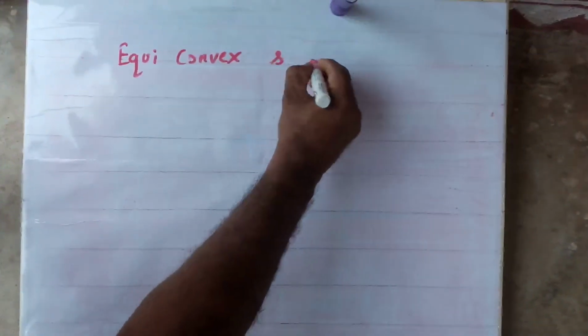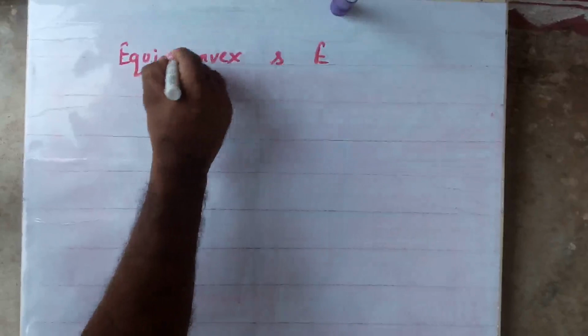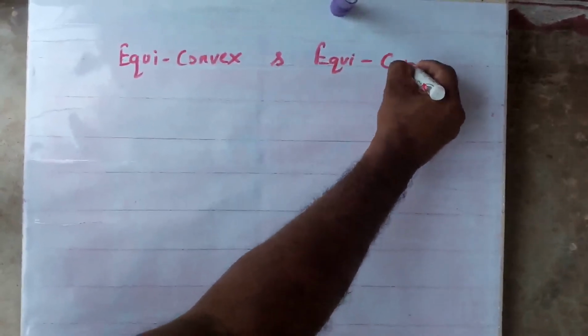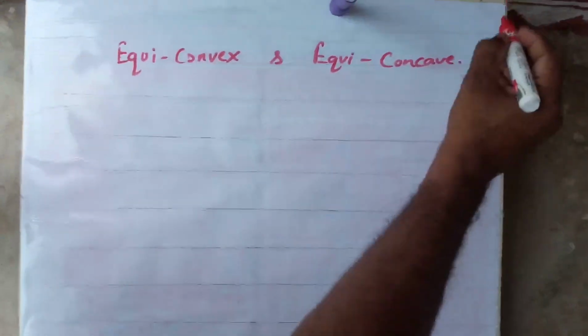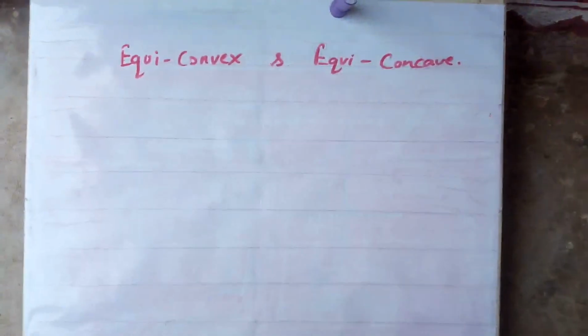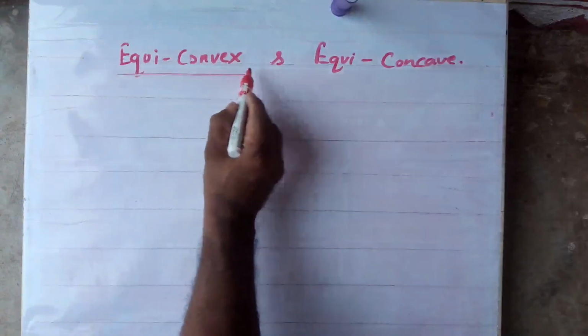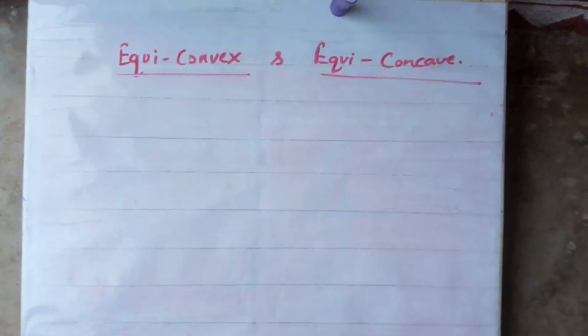Convex and equiconcave. Equiconvex and equiconcave lenses. Let us check what is equiconvex and equiconcave.